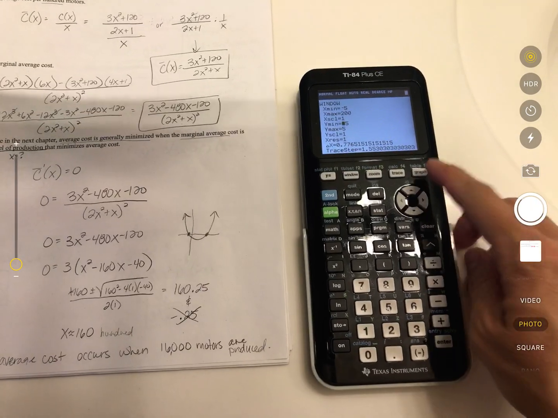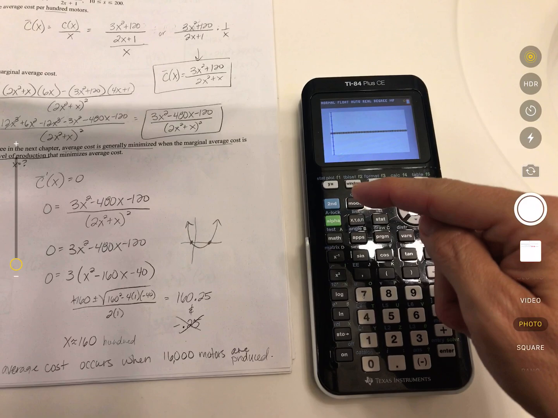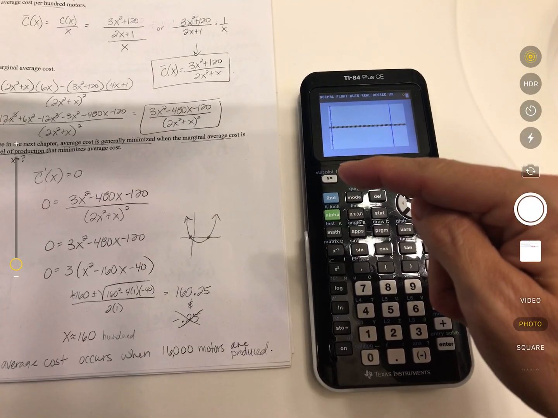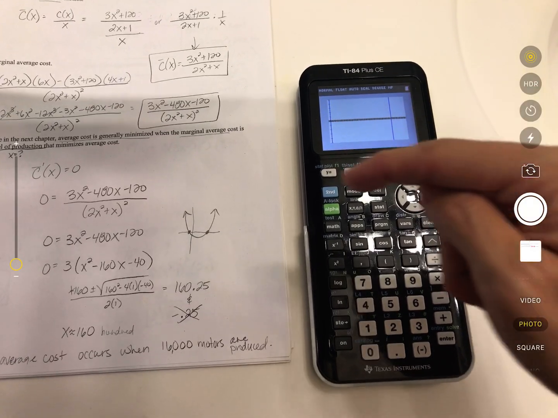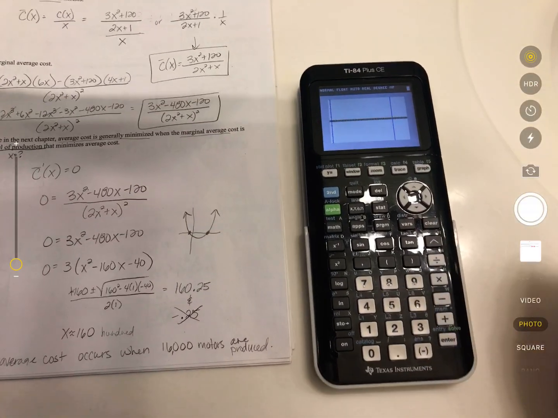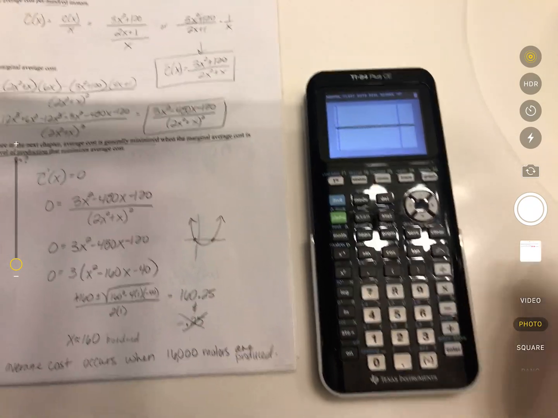Mine looks something like this, and I'm going to push graph. You might see that the blue line went quickly, but that's the first line of my parabola, and then here's the second line of my parabola. So it looks like it touches twice. I want to find those two spots where it touches. So this is what we're going to do. We're going to find the zeros.